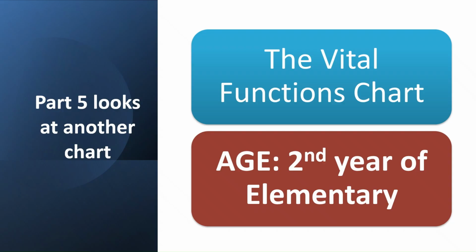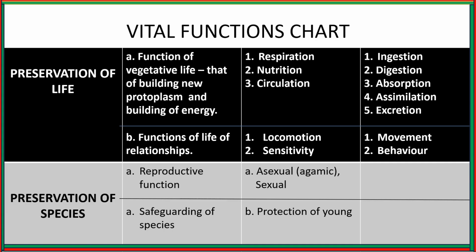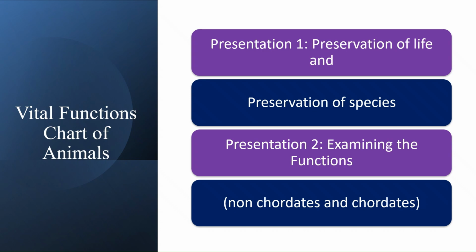Part 5 looks at another chart, the Vital Functions chart. This is done during the second year of elementary, when the children are about 7 or 8 years old. This is the Vital Functions chart, and we will look at it in more detail. We have the first presentation, which is looking at preservation of life and preservation of species. In the second presentation, we will be examining the functions of non-chordates and chordates.